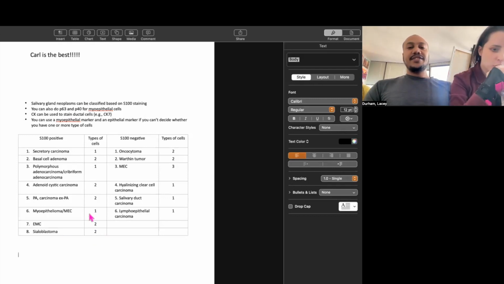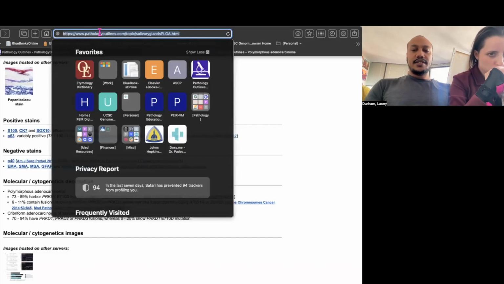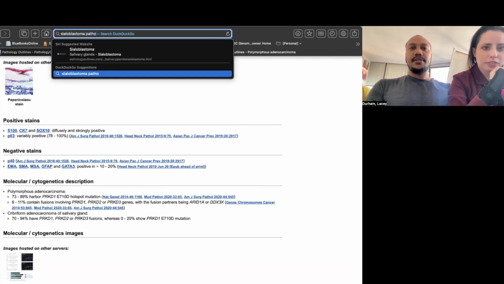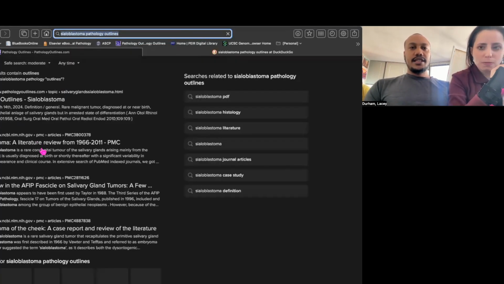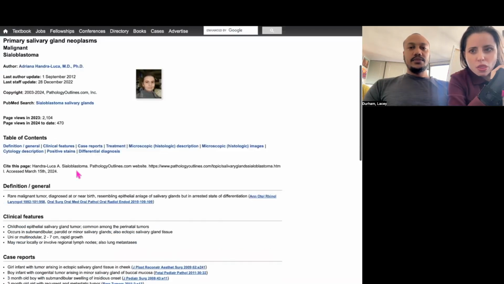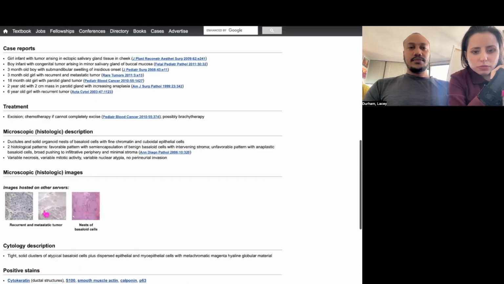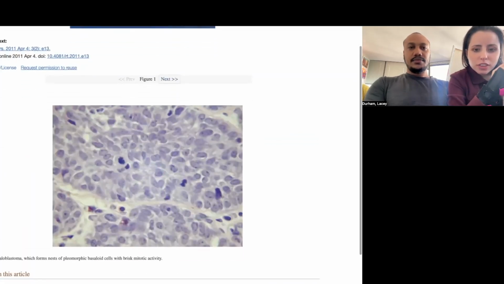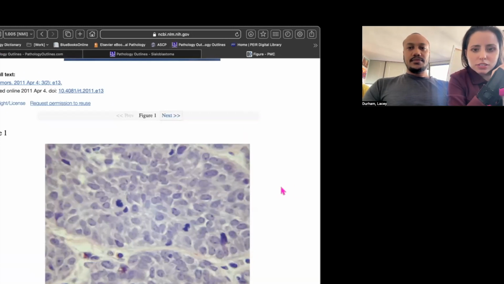Can we look at a picture of that? Sialoblastoma, sure. No, it's glitching. There we are. Sialoblastoma. Oh, nests of basaloid cells, ductules and solid organoid. Will you go back to the microscopic description?